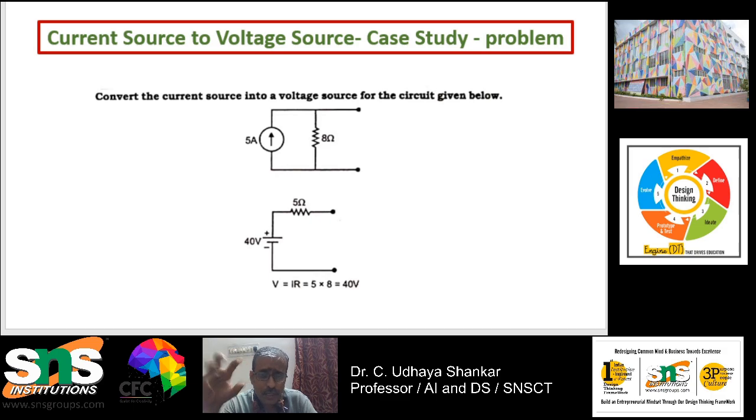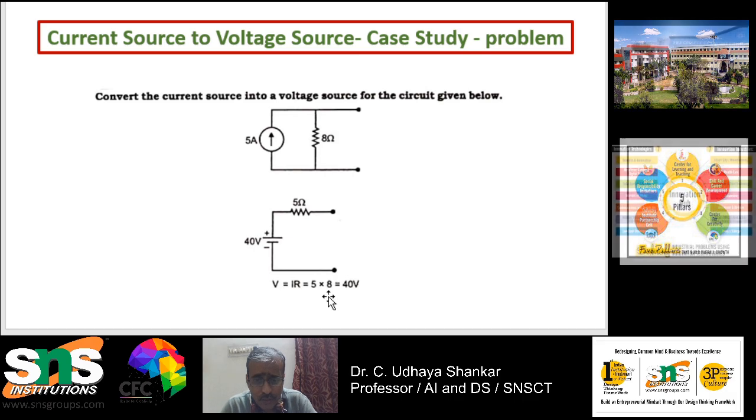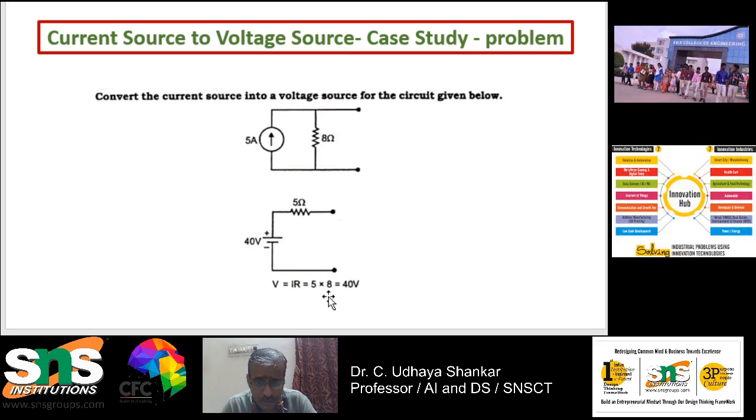So here I have a circuit with 5 amps of current source and 8 ohms connected in parallel with it. I want to convert this current source to a voltage source. So how to do it? As you all know, V equal to IR is the basic formula. So I want to find what is V. V is nothing but 5 into 8, which is 40 volt.